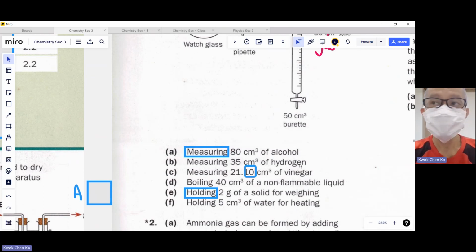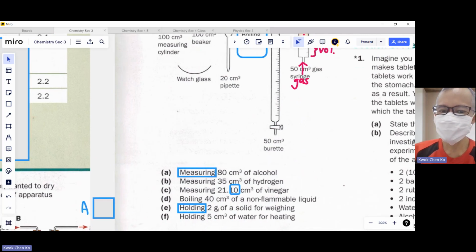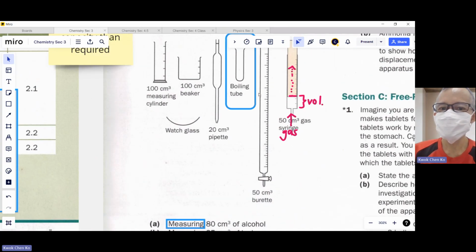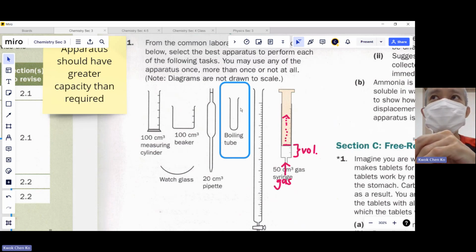You notice the 0.10. Look out for that. Must use burette. This one, boiling. Boiling tube. Okay, this is a bit tricky. Have you seen the boiling tube in the lab before? How big is it? Not very big. About 10, 20, at most maybe 25. That's the tricky part. Maybe you note down somewhere. Boiling tubes are not big.